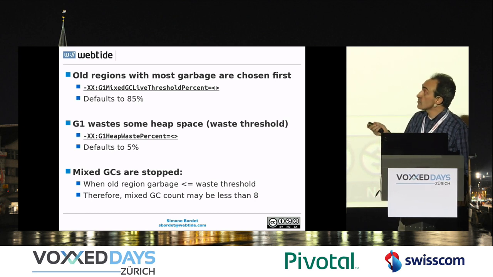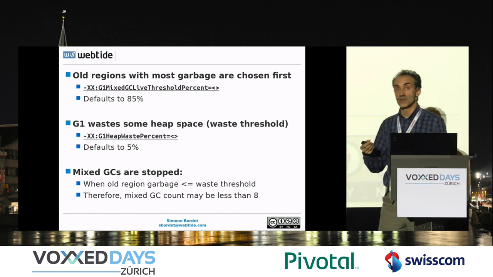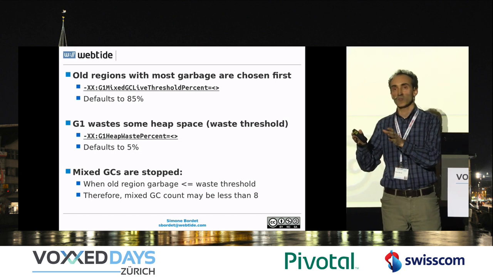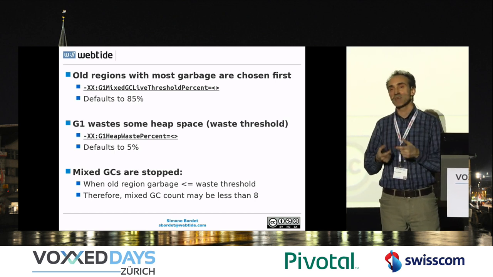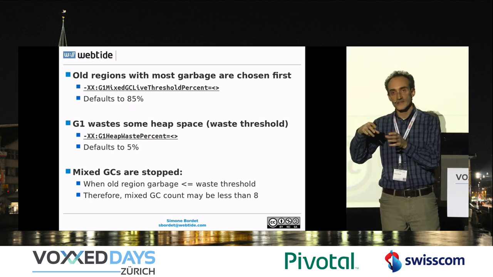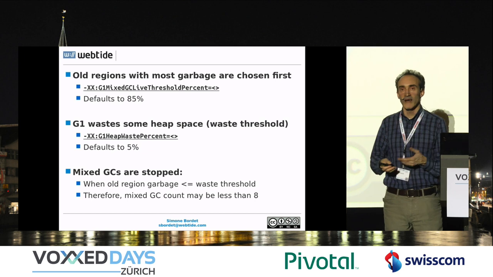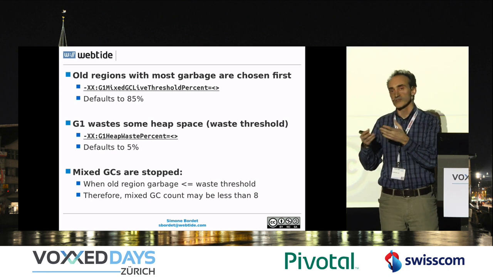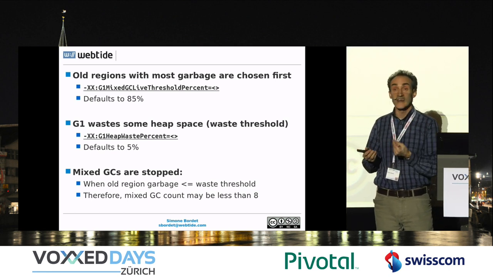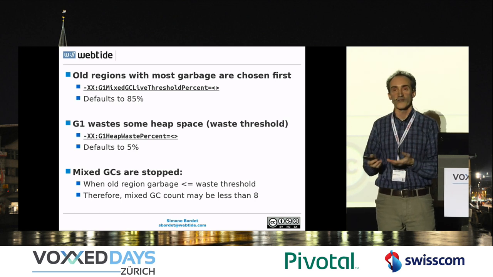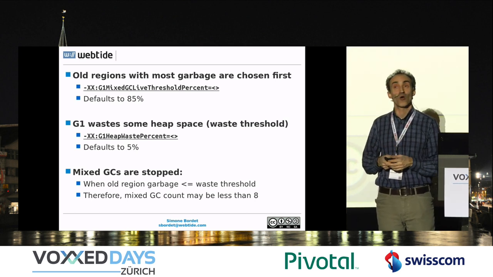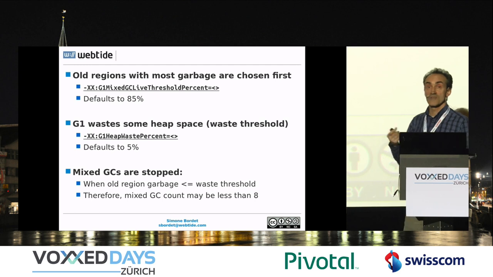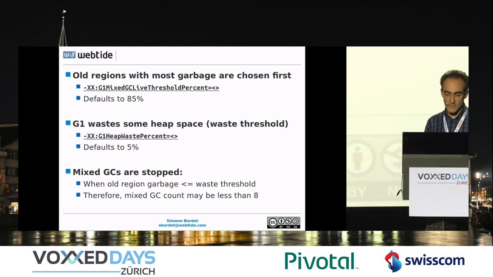And there's also a waste setting in G1 that could say, well, I know that this region contains maybe 92% live objects and 8% garbage. But you know what? Copying those 92% of objects is going to be costly. So I don't care about the 8% of garbage that remains there. It's okay. I don't even look at that region because I know it's going to be very expensive for very little gain. Maybe I reclaim a few kilobytes, but it's not worth it. So you can tell G1, okay, you can waste 5% of the heap in that way. Don't worry.